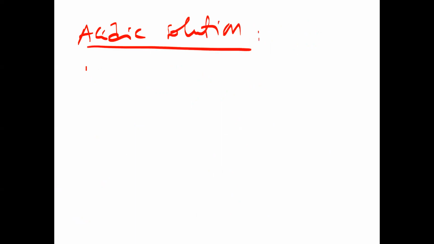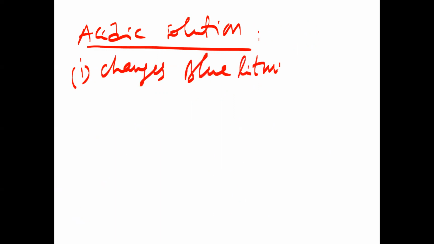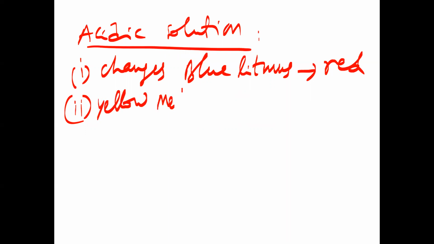So now here, acidic solution. The resultant solution formed is an acidic solution. So this acidic solution changes blue litmus into what? Red color. Blue litmus to red color. That is one thing. Second thing, the acidic solution is able to convert the yellow color of methyl orange into red color. So the yellow colored methyl orange will be changed into red.